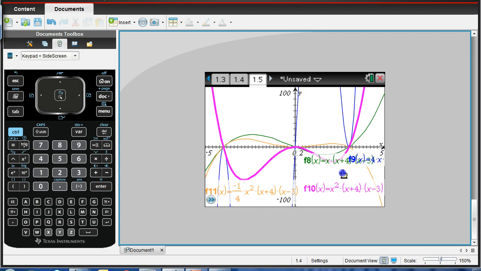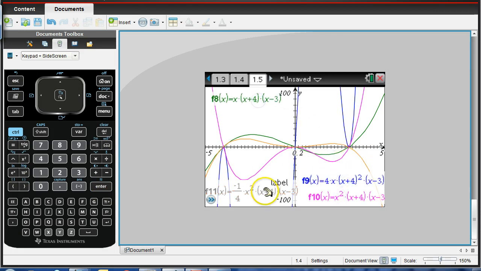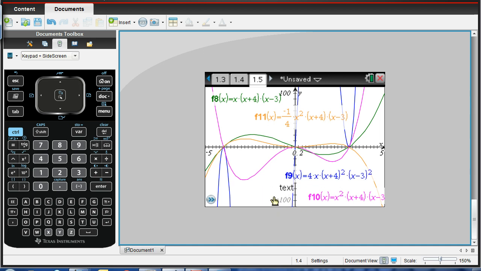So we move some stuff out of the way here so we can see what's going on. It's nice having the color screen, because they have it color-coded not only with the graphs but also with the corresponding equation. But look at all these. Even though all the graphs look different, they all have the same x-intercepts. They have an x-intercept at negative 4, here's 0, and this is an x-intercept at a positive 3. So they all have those 3 x-intercepts in common, but the graphs look completely different.